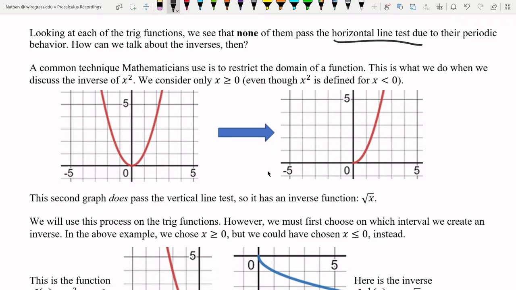If we restrict the domain of x squared, which is this function here, right? This does not pass the horizontal line test, therefore it does not have an inverse. But if we restrict it to only the positive side, this does pass the horizontal line test. Therefore, the square root of x makes sense when you're talking about only the positive values of x.